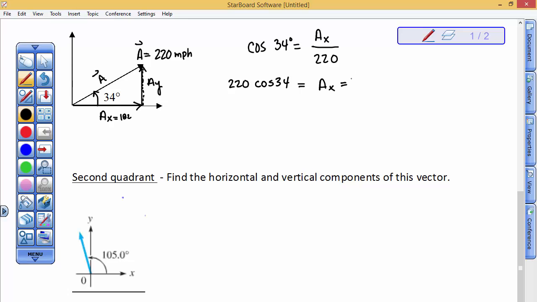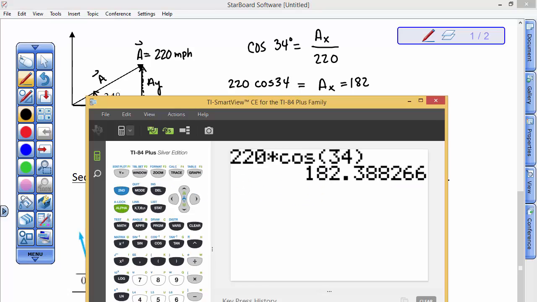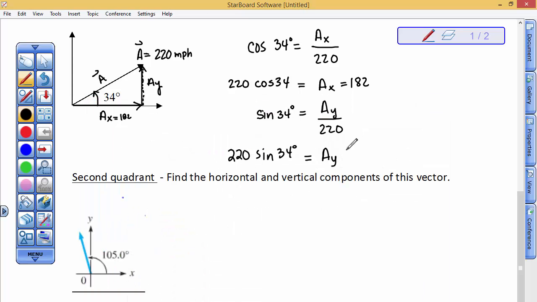Next, I want to know what the y component of this vector is. For this 34-degree angle, this is called the side opposite, and this is the hypotenuse. So the sine of 34 degrees would equal the side opposite over the hypotenuse, which is 220. Again, to find the y component, I'd take 220 times the sine of 34 degrees. If you did that on your calculator, you would get the y component, 123. So the y component is 123. I should put the units on here because I chose to put units.